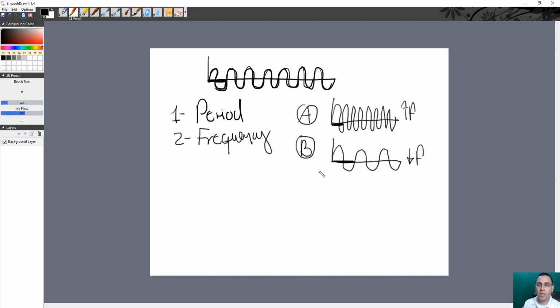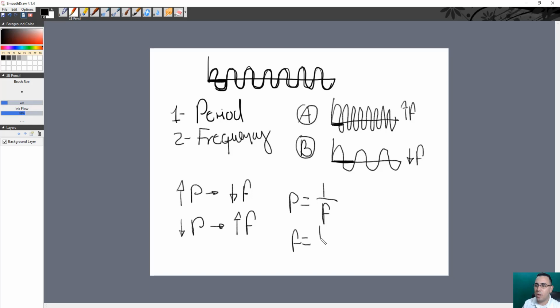There's one important relationship between period and frequency. It says the following: if period goes up, then frequency is going to go down. All right, so they are inversely related. It's just the other way around. If period goes down, then the frequency is going to go up. That's why period equals 1 over frequency and frequency equals 1 over period.